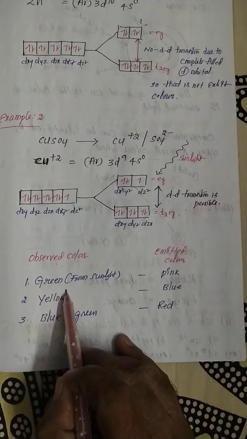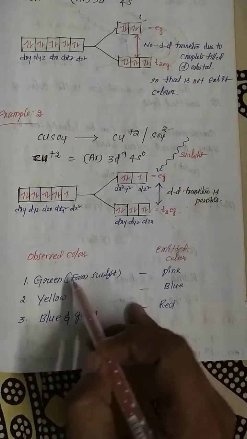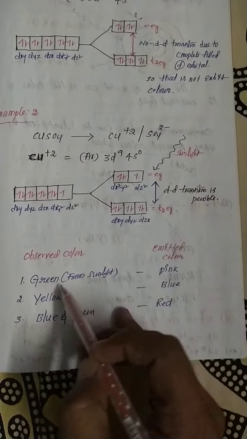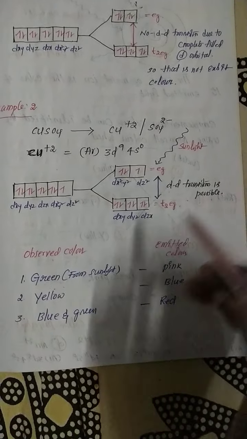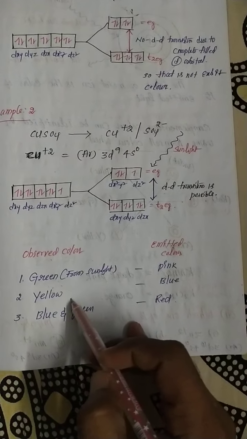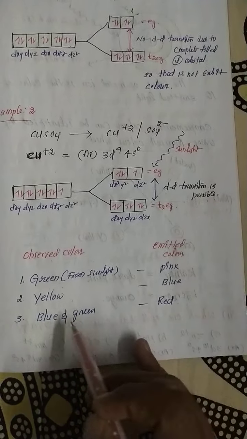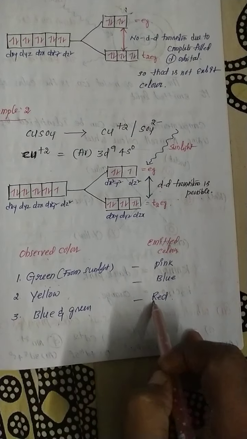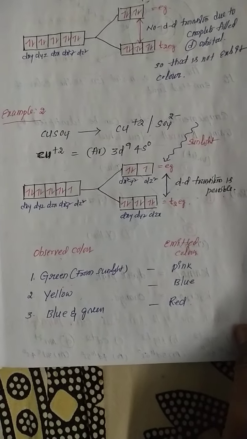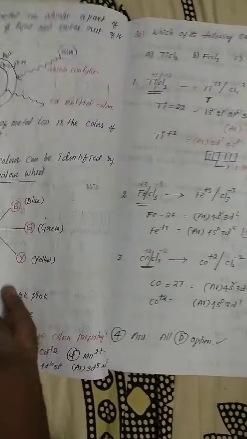If the green color is absorbed from the sunlight, pink color is emitted. If yellow color is absorbed from the sunlight, blue color is emitted. So blue and green color means red color is emitted. So this is the important area. Next scenario.